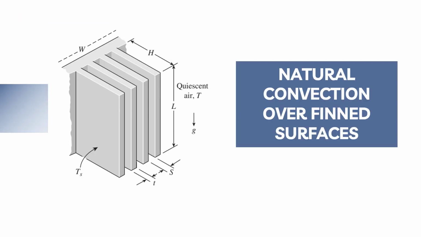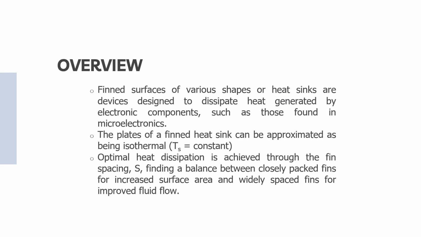Let us now discuss natural convection over thin surfaces. Thin surfaces of various shapes called heat sinks are often used in the cooling of electronic devices. Energy that is dissipated by these devices is transferred to the heat sinks by conduction and from the heat sinks to the ambient air by natural or forced convection, depending on the power dissipation requirements. In this case, the plates of a fin heat sink are approximated as isothermal.